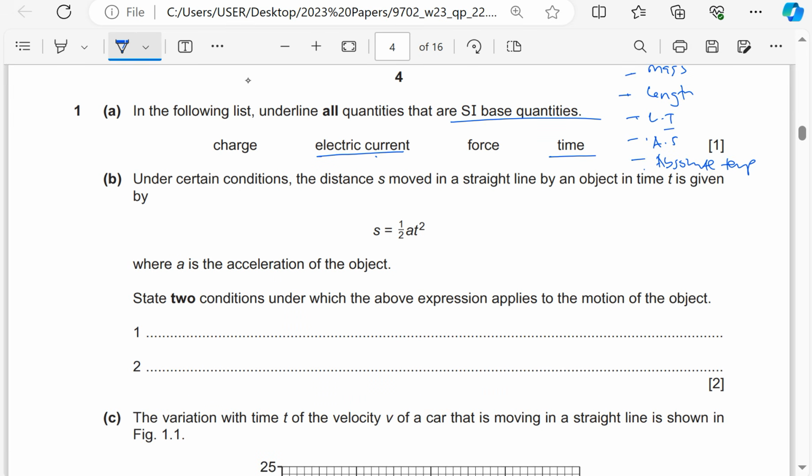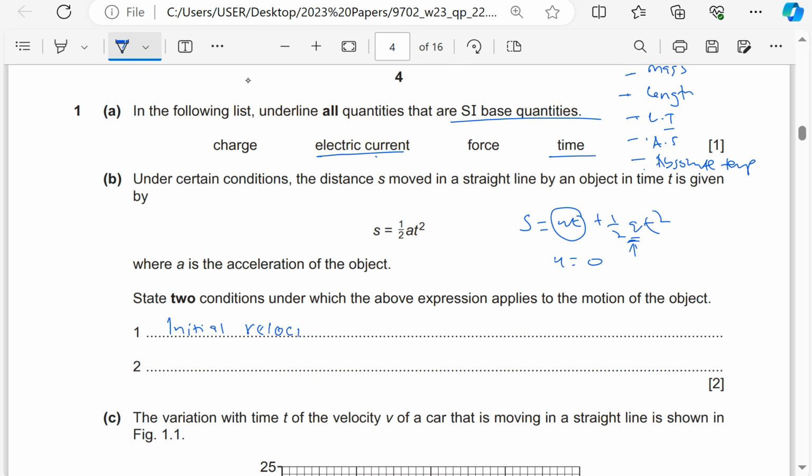Under certain conditions, the distance s moved in a straight line by an object in time t is given by that equation. Of course, this equation has been obtained from s equals ut plus a half at squared. That means the initial velocity must have been 0. So for this part to be 0, and for us to have a half at squared, for us to use this equation, acceleration must be constant, so the body must be moving in a straight line. So state two conditions under which the above expression applies to the motion of the object. Number 1, initial velocity. This is a repeated question from last year, or from May, June, I think.